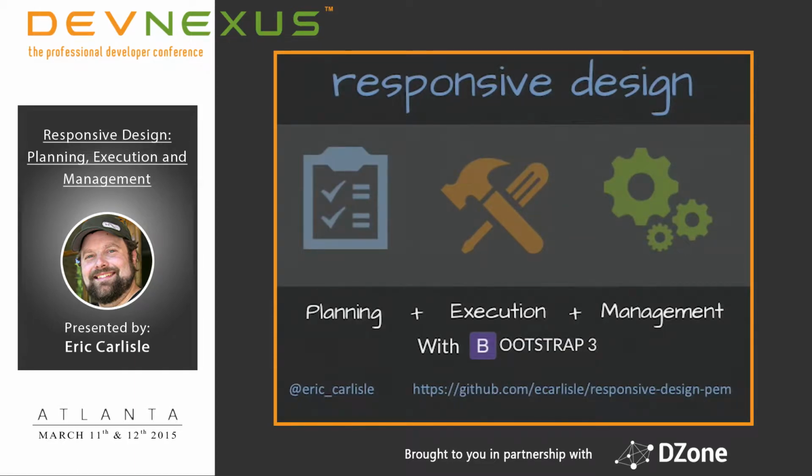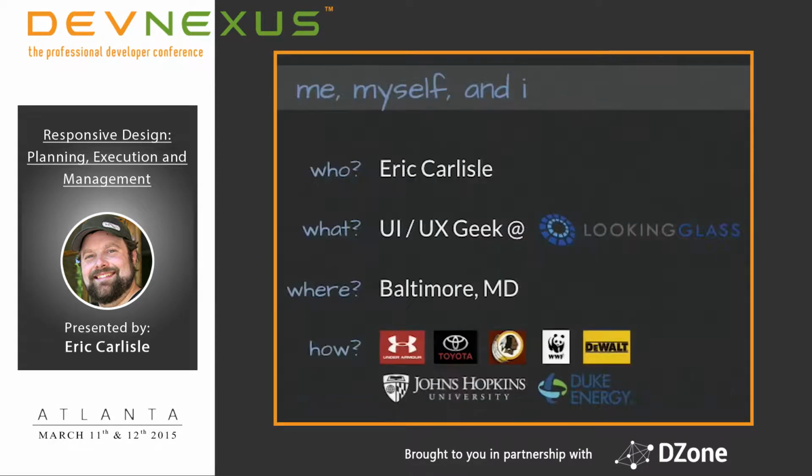And I've worked for, well, let me tell you a little bit about myself. So for people just walking in, this is the Bootstrap session, talking about planning, execution, and management. My name's Eric Carlisle. I've been through so many job titles, I just call myself a UI UX geek. I'm in Baltimore, Maryland. I work for a cyber threat security analysis firm, Looking Glass. And here are just a few experience points over the years, just a few people I've worked with.